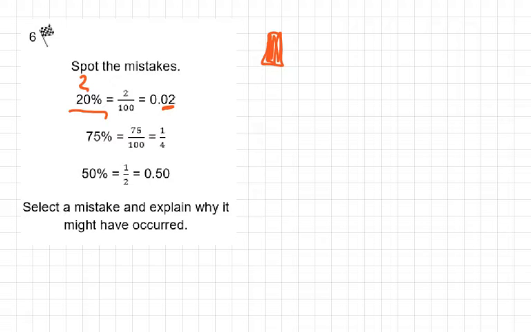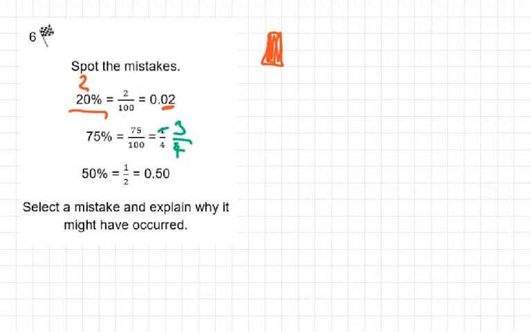What's wrong with the next one? Which one of those 3 is incorrect? 75%, that's 75 of the squares coloured in. 75 out of 100, that's 75 of the squares coloured in, but only 1/4. That's only 25 of the squares, so I don't think that should be 1/4, I think it should be 3/4.